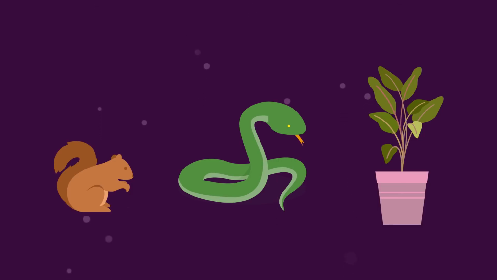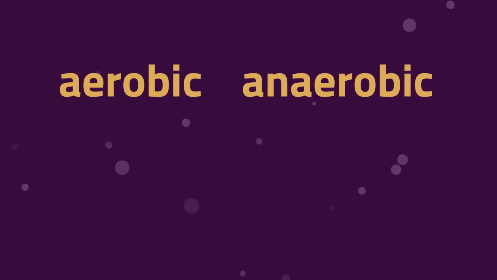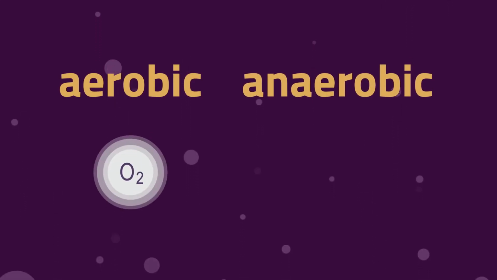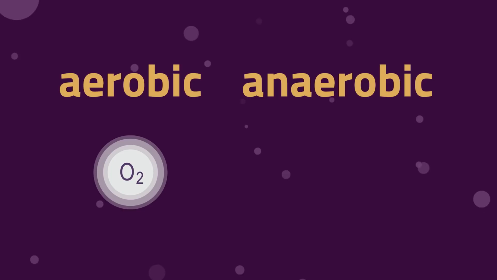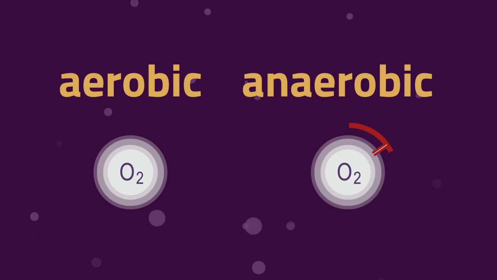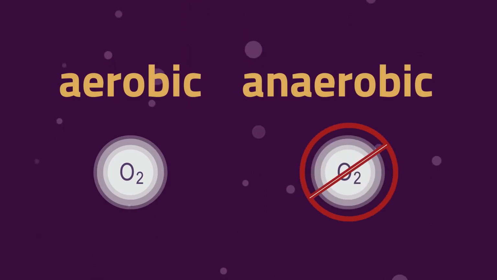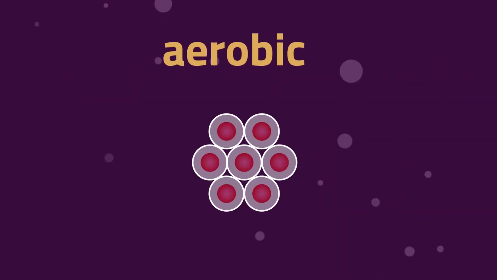There are two types of respiration: aerobic and anaerobic respiration. Aerobic means with air, and so needs oxygen, whereas anaerobic respiration doesn't need oxygen. Let's start by looking at aerobic respiration.